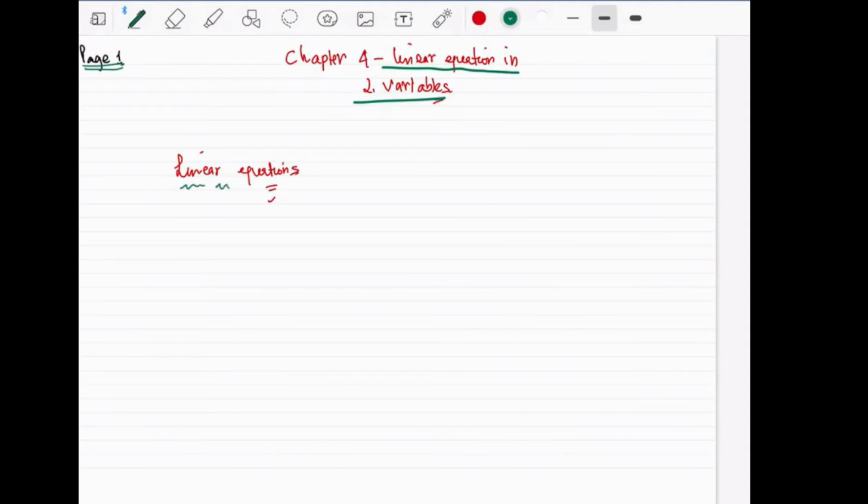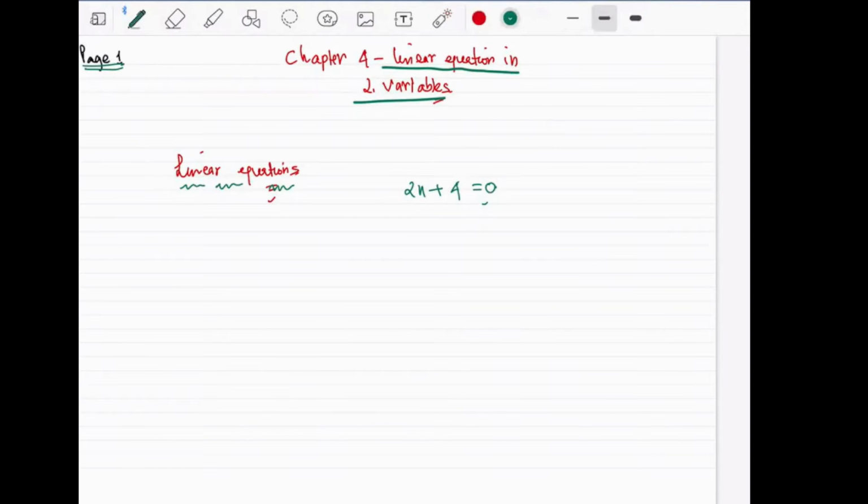For example, let's say I take up an equation like this: 2x plus 4 is equal to 0. This is an equation, with a left hand side and a right hand side and an equal sign in between. Here we have a variable also. If we look at the variable, you can see that the highest power is 1, right? So the exponent here is how much? Exponent is equal to 1. So this type of equation, we will call a linear equation.